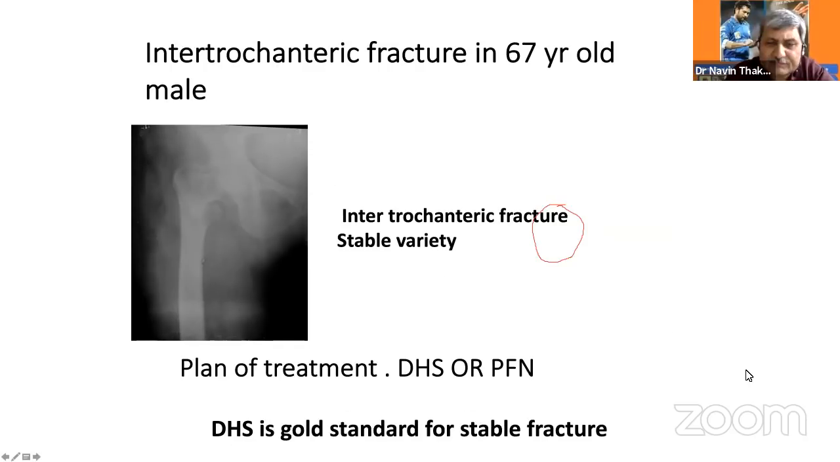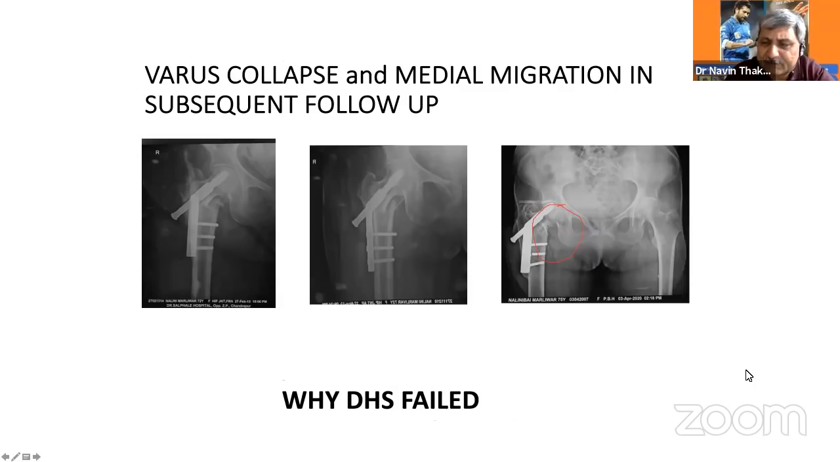In the paper, there is a 32% incidence of per-operative breaching of the lateral wall by the DHS barrel. It is not day one. It is before, when you did the DHS. The failure is there before, in the planning also.